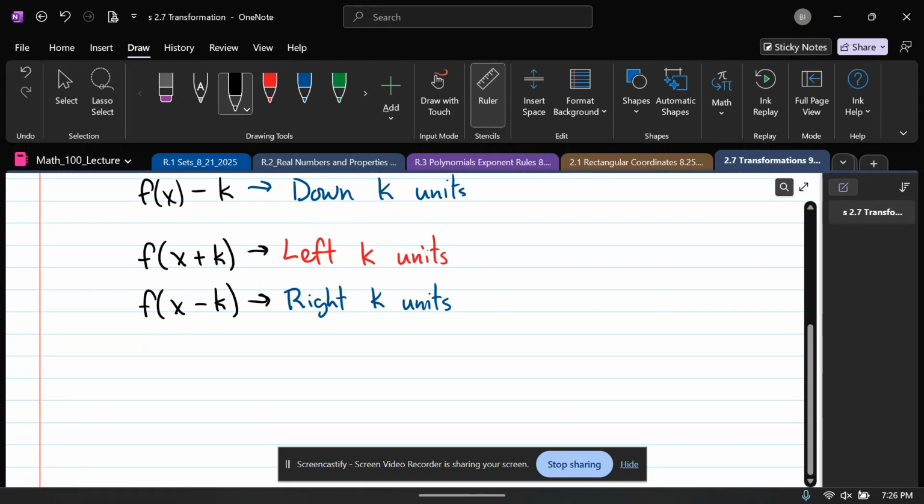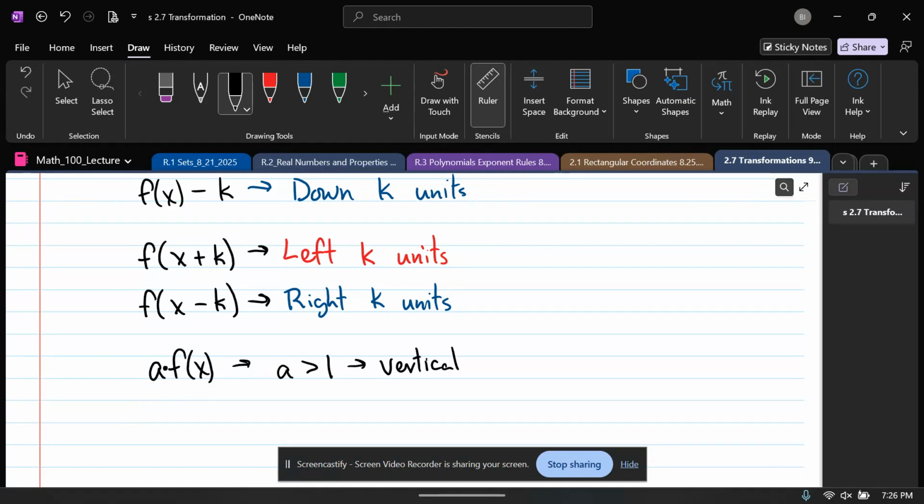Okay. The next thing, what if you multiply the function on the outside? So I'm multiplying some number a, doesn't matter what, it's a times whatever function. If a is greater than 1, that is a vertical stretch. A vertical stretch. Multiplying on the outside of the function. So that's like a 3 in front of the absolute value bars.